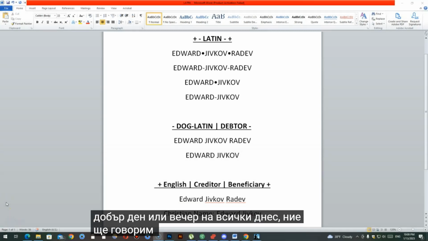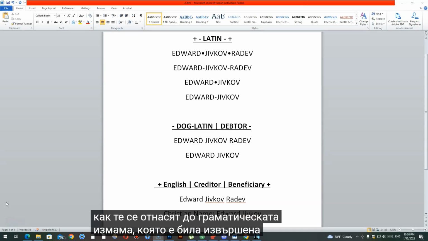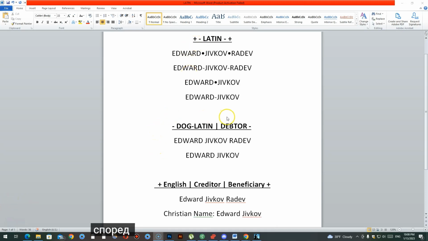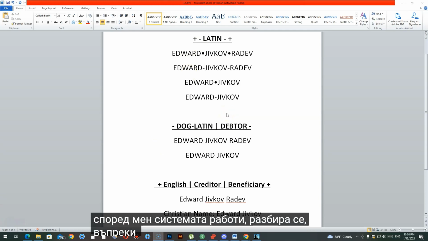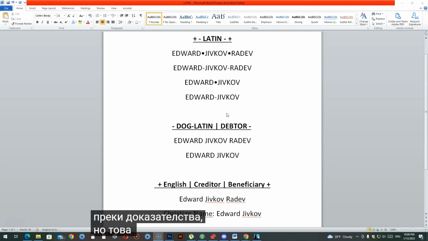Today we're going to be talking about glosses and how they pertain to the grammatical deception that has been done in you accepting a name that's not you, and it has nothing to do with you. This is how the entire legal system works, in my opinion, of course. Although it is backed up by very, very direct evidence, but this is just my opinion, of course.